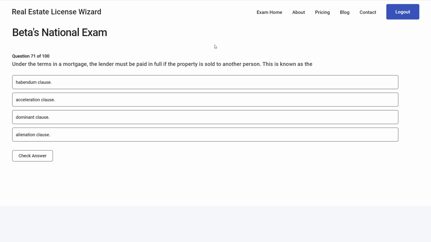71. Under the terms in a mortgage, the lender must be paid in full if the property is sold to another person. This is known as the Habendum Clause, Acceleration Clause, the Dominant Clause, or the Alienation Clause. All right, interesting. I'll give you guys an opportunity to pause here and think that one over. Did you guys figure it out? Hopefully.